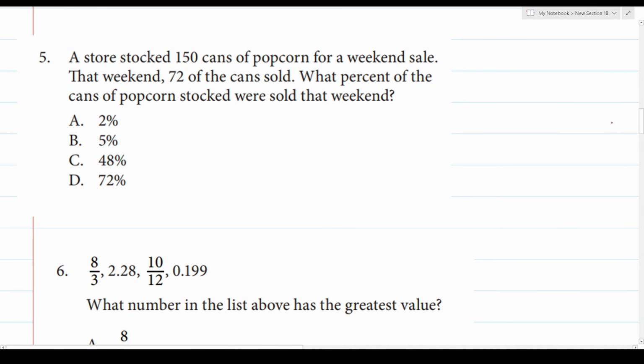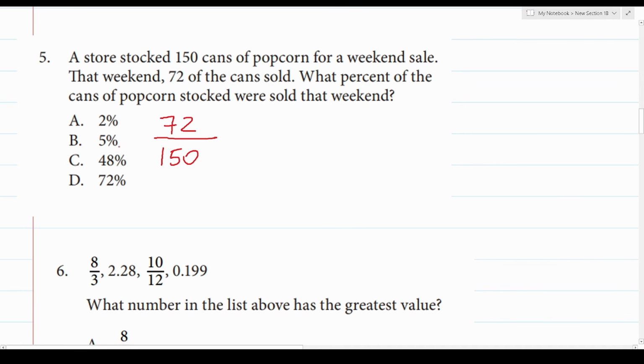All right. Number 5 says a store stocked 150 cans of popcorn for a weekend sale. That weekend, 72 cans sold. What percent of the cans of popcorn stock were sold that weekend? So we can express this as a fraction, notably as 72 over 150. And this says 72 of the 150 cans of popcorn sold over the weekend. And we can convert this fraction to a decimal by performing long division. Again, we can read this as 72 divided by 150.